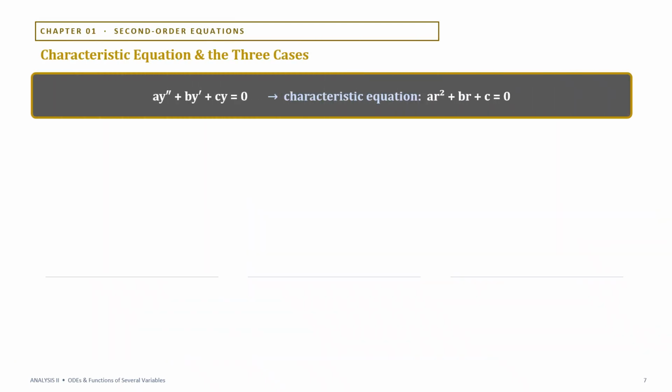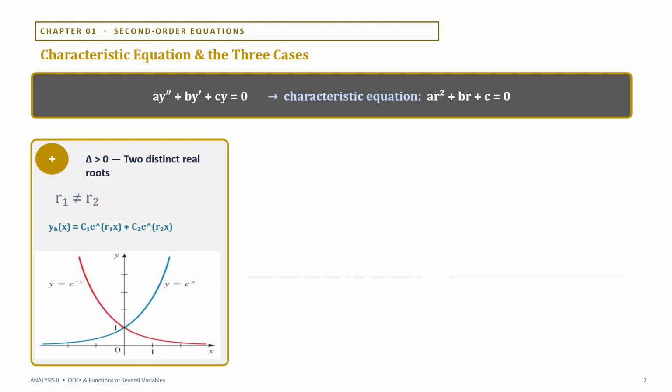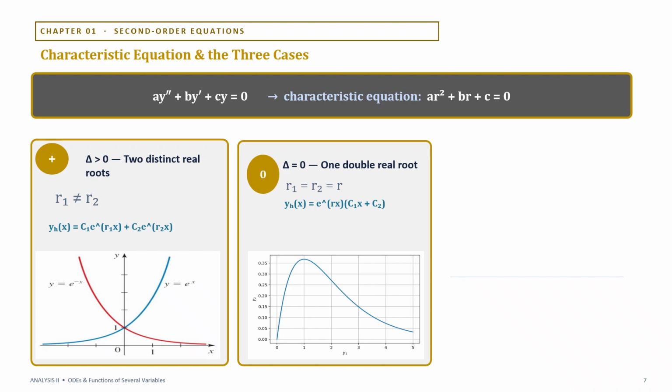We now move from first-order equations to second-order linear differential equations with constant coefficients. The key idea is to transform the differential equation into a characteristic equation, which is a quadratic equation involving the variable r. The nature of its roots completely determines the form of the solution. If the discriminant is positive, the equation has two distinct real roots, and the solution is the sum of two exponential functions. Then, if the discriminant is 0, both roots coincide, producing a repeated root and a slightly different solution involving the factor x.